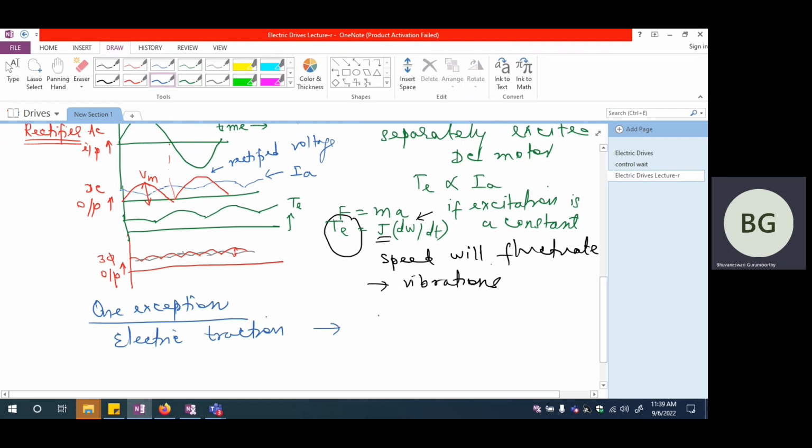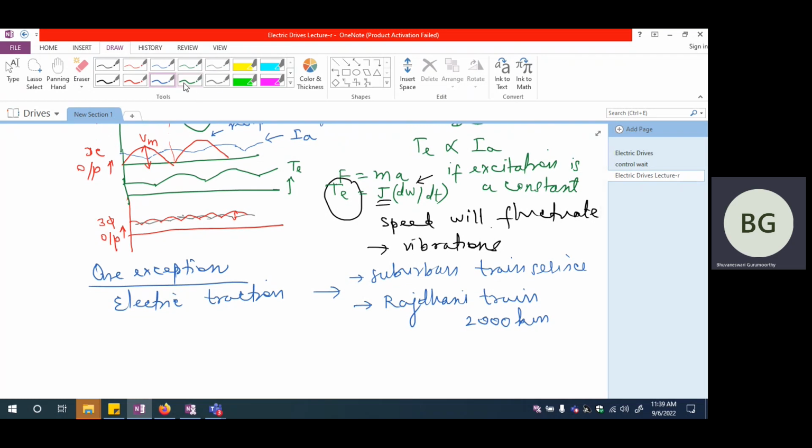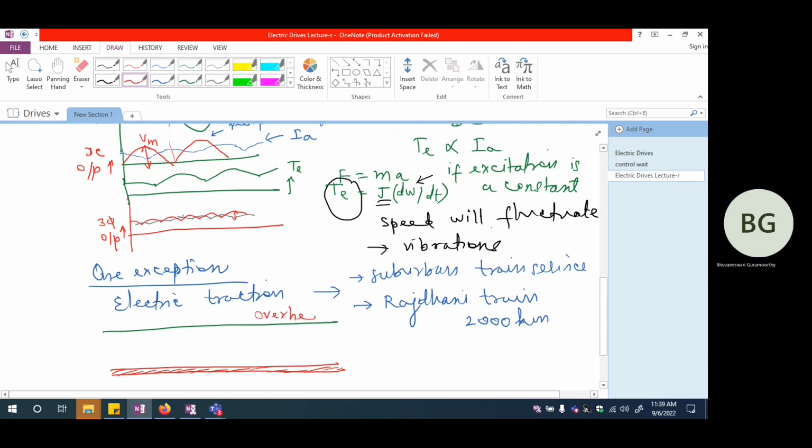So for example, if you look at the suburban train service that we use, like metro rail, or if you look at Rajdhani trains, which are flying between Delhi and Chennai or something like that, it is covering almost 2000 kilometer of distance completely. So if you are looking at 2000 kilometer distance, then if you use single phase AC, all you require is only one overhead line. And you're going to have the rail at the bottom. The rail is going to serve as the return conductor. So this is the rail, and this is the overhead single phase line.